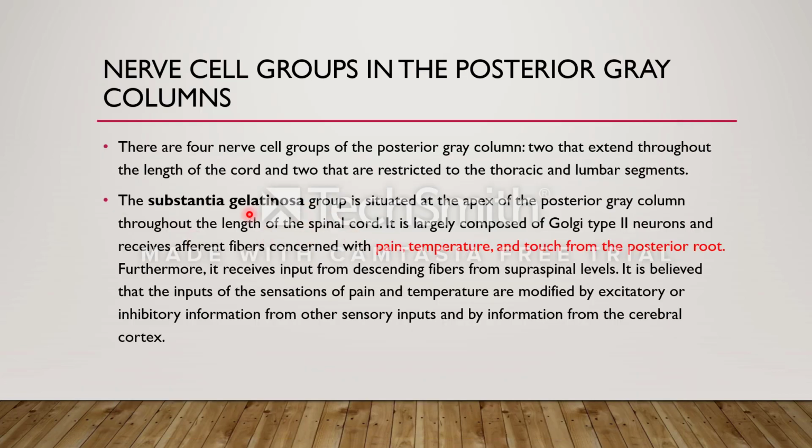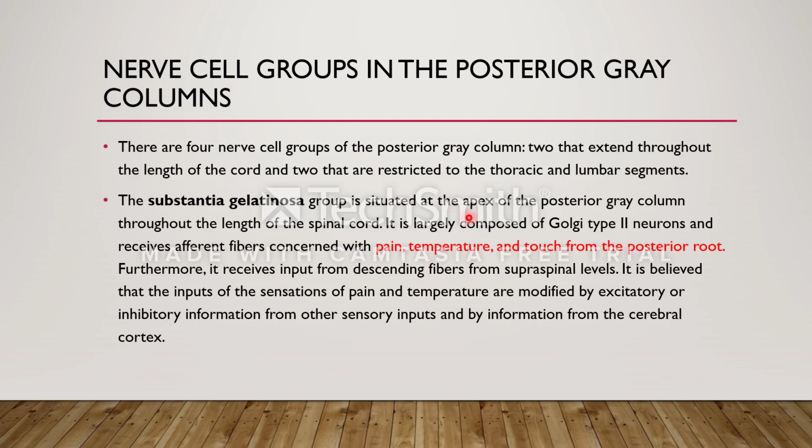So the substantia gelatinosa first, it is the group which is present at the apex of the posterior gray column throughout the length of the spinal cord. What is important? First of all, you have to remember the name, then you have to remember the location and the whole extent, or which area of the spinal cord in which that group is present. It is largely composed of Golgi type 2 neurons, which are very short neurons, and they will receive the afferent fibers concerned with pain, temperature and touch from the posterior root.